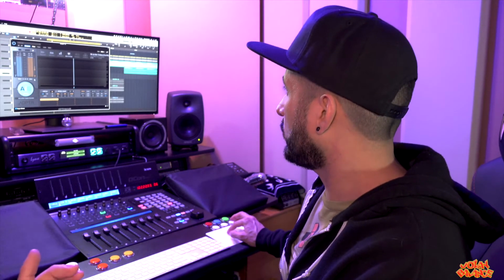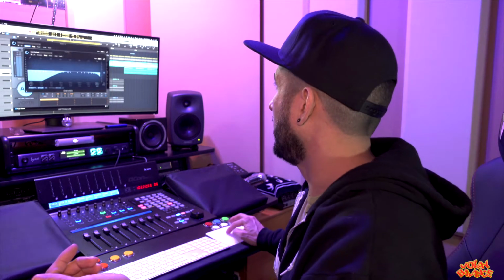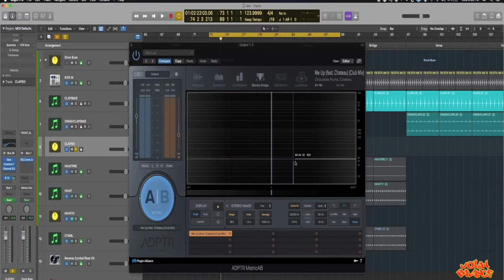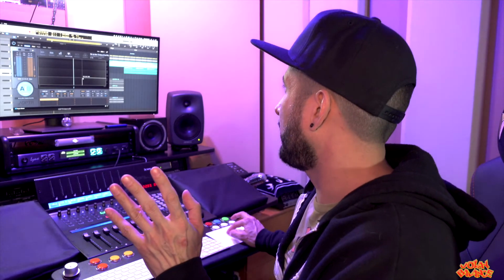And if it has a lot of low end on the sides, you might want to sweep it. You might want to do what I did. I added an EQ, set to side only, and then I just swept it. I don't want to take too much off, so I'm taking 100 hertz and below off my side information. That's what I'm using Metric AB for.